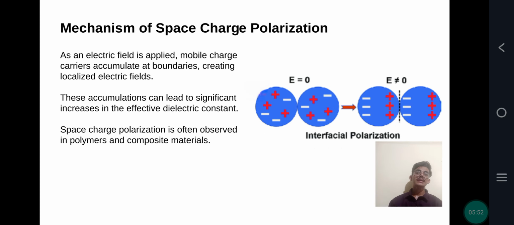Mechanism. As an electric field is applied, mobile charge carriers accumulate at boundaries, creating localized electric fields. These accumulations can lead to significant increases in the effective dielectric constant. Space charge polarization is often observed in polymers and composite materials.